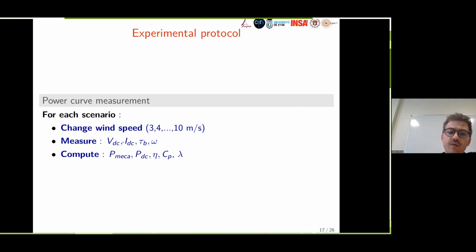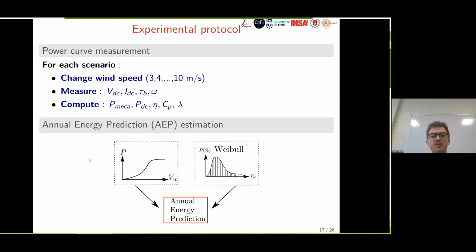We've measured the voltage and current at the DC side of the rectifier, and the torque at the torque meter and the rotational velocity. So that allows us to have the electrical power, PDC, and the mechanical power, PMecha. Then we compute the efficiency, the aerodynamic coefficient, and the tip speed ratio lambda. Then this allows us to calculate a truncated annual energy prediction from a static power curve, which gives us an estimation of the energy that we could harvest with each strategy.